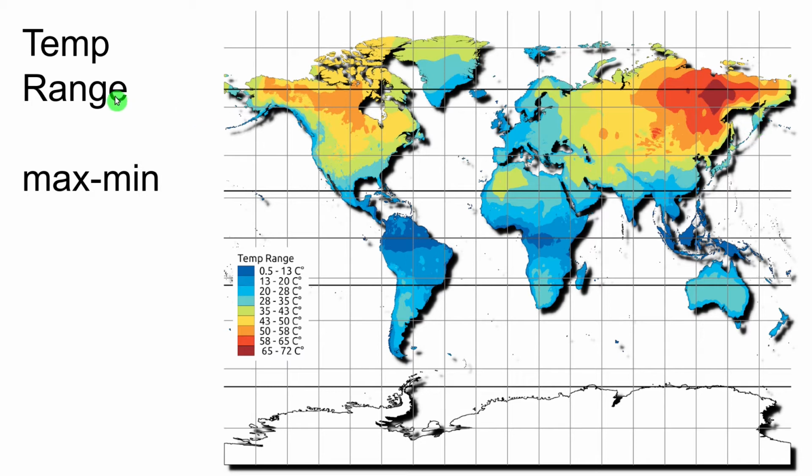So temperature range, it's latitude and continentality. The farther you are inland, in fact, across the U.S., it's even more obvious that the coast has a lower temperature range, and it gets higher and higher inland. The highest temperature range is smack dab in the middle of the U.S.